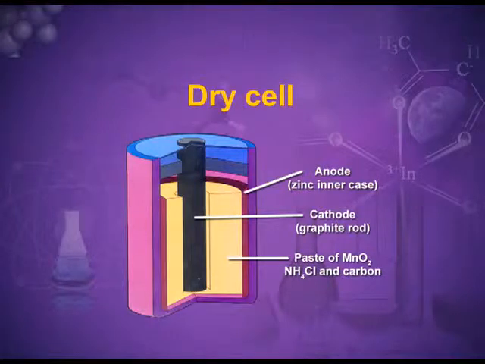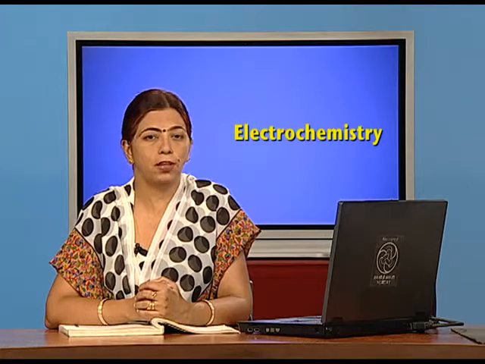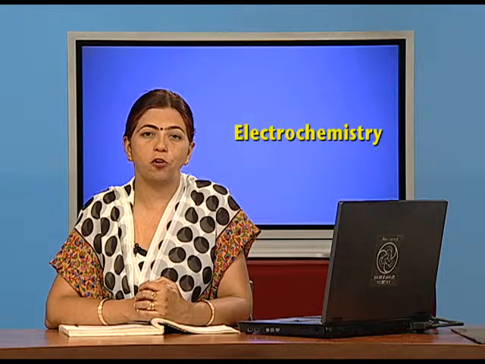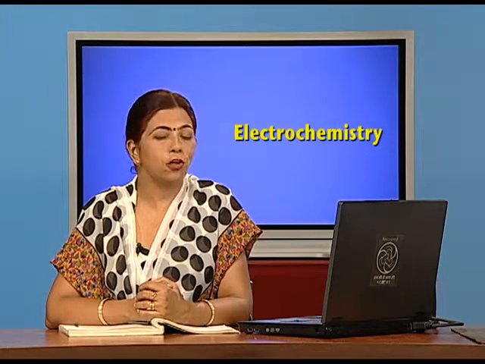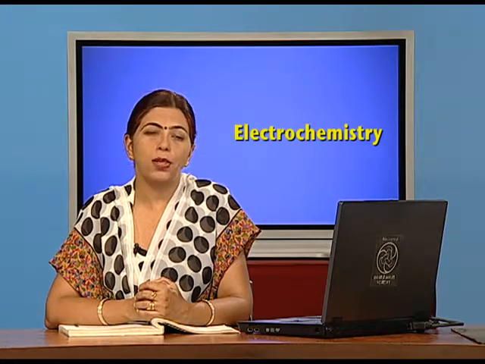The dry cell has an anode and cathode, and there is an actual transfer of electrons from the anode to the cathode which is responsible for the production of electricity. And this dry cell cannot be recharged, and once used up, it is wasted. I hope the working of the dry cell is very much clear to you.